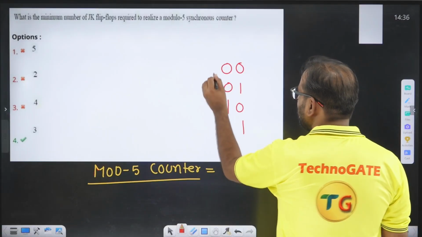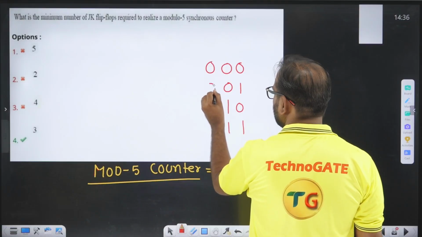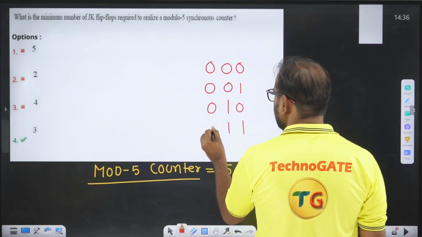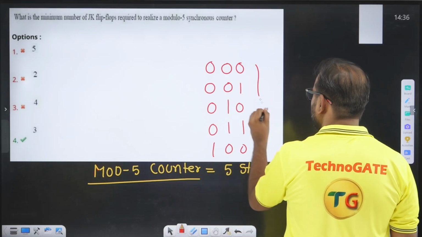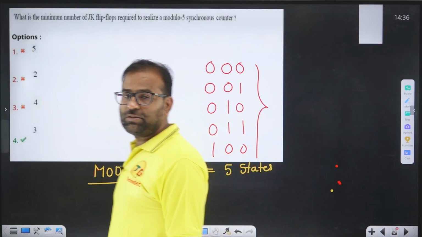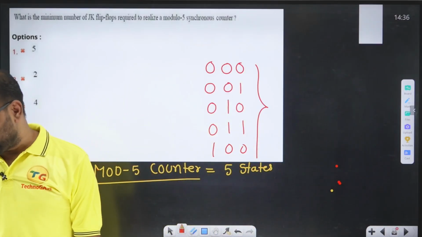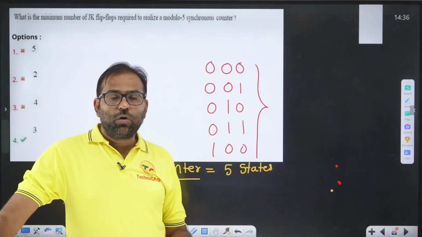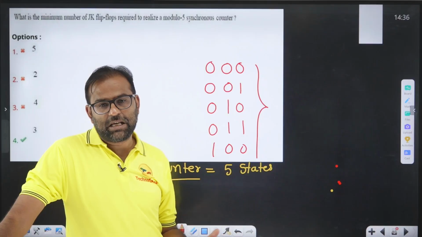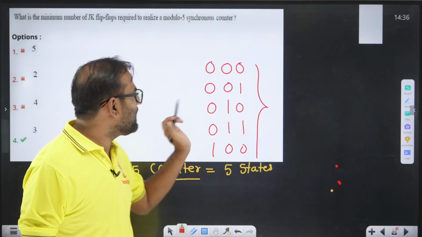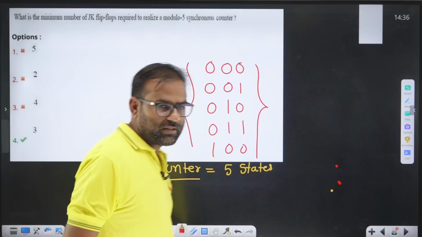So how many bits are required? 000, 001, 010, 011 and 100. These are 5 states. So how many bits are required? Minimum 3 bits are required for a modulo 5 counter. 3 bits can go up to 7, 111, which means it can count 8 states, but if we need a mod 5 counter, you have to use this at least.